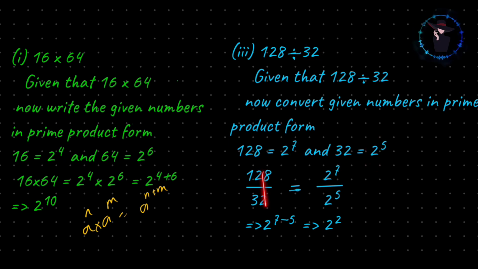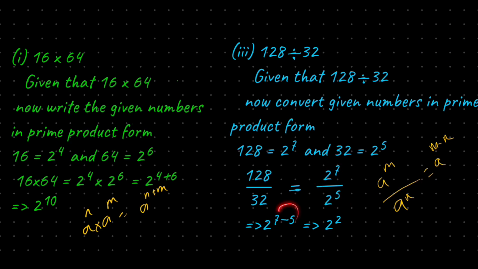Now, this is in the form of division. 128 by 32, 2^7 by 2^5. According to the laws, a^m by a^n is equal to a^(m-n), right? If it is in the form of a product, we are adding. If it is in the form of division, we are subtracting. So 7 minus 5 is 2, 2^2.